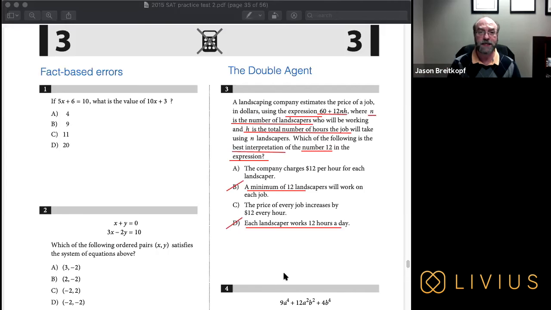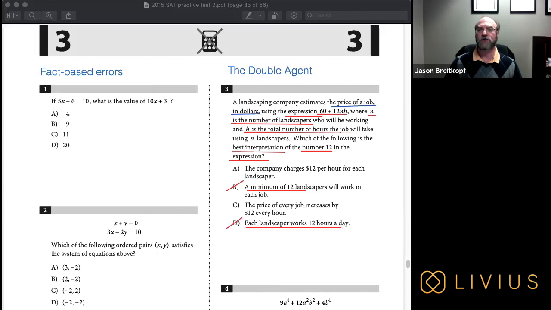We have an expression, 60 plus 12NH, and we have two statements. The company charges $12 per hour for each landscaper, and the price of each job increases by $12. The problem is one of them is wrong because it's a fact-based error. Let's take a look at why. You see, they've given us an expression of 60 plus 12NH. Well, an expression doesn't give you the answer. What they're looking for in the question is they want to know the price of a job in dollars. That would be the result, the answer. And that doesn't show up in the expression.